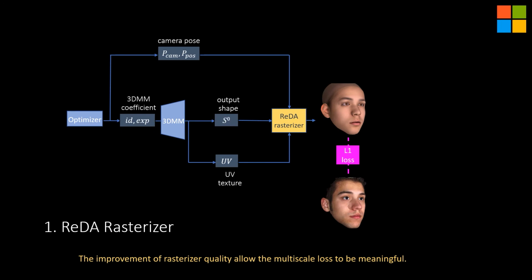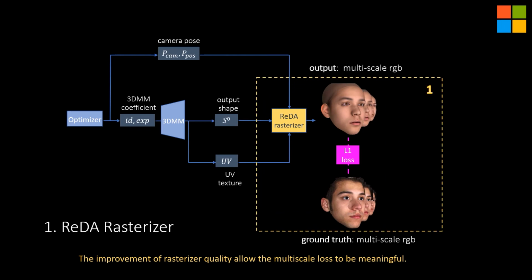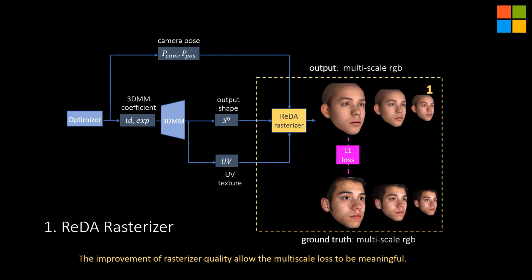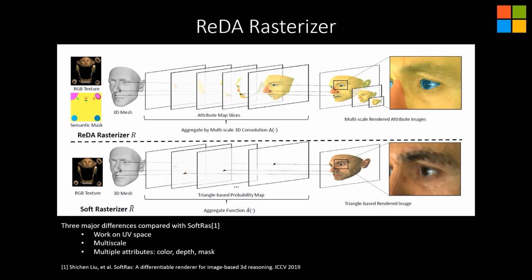Inspired by software rasterization, we overcome the limitations of Z-buffer rasterizer by discretizing the Z-buffer into different pieces, and use a convolution operation to aggregate across all the pieces. Each render pixel can also propagate its gradient beyond the triangle in which it is enclosed through the multi-scale outputs. As shown in the image, our ReDA rasterizer differs from software rasterizer in three aspects.